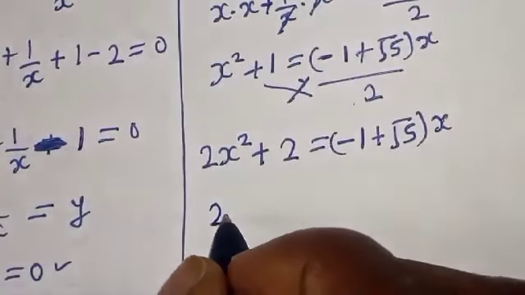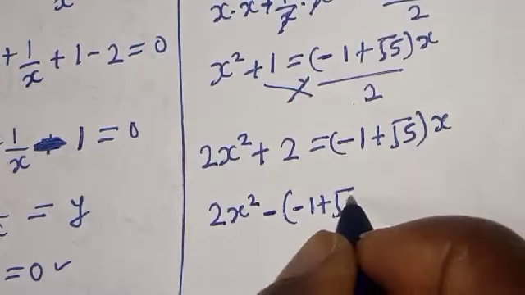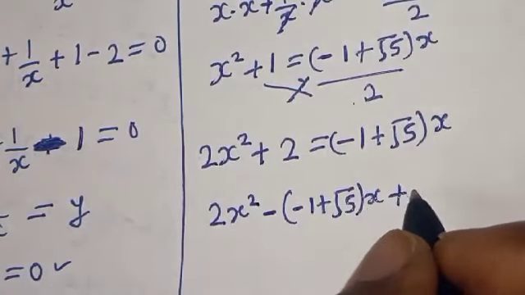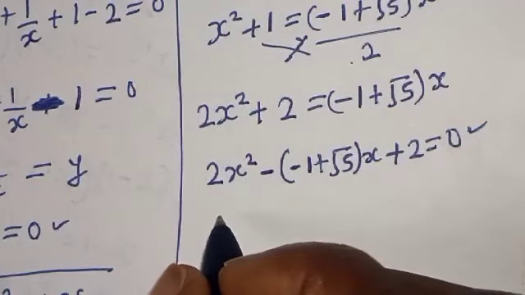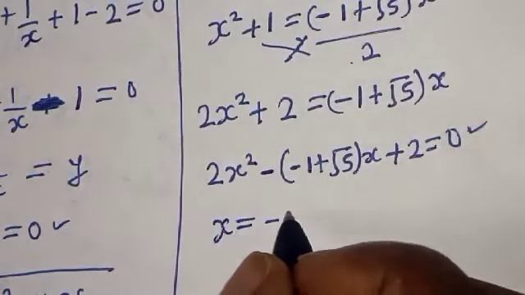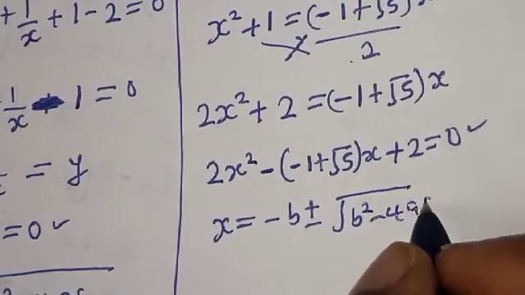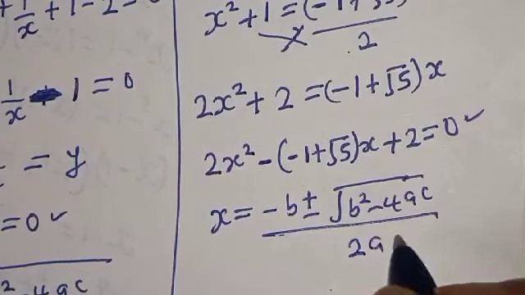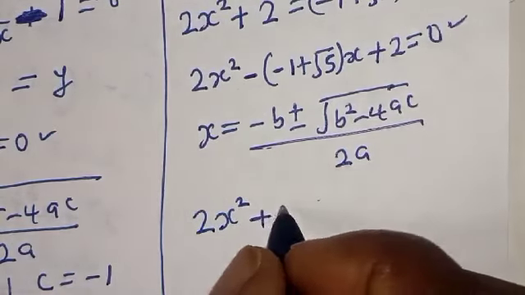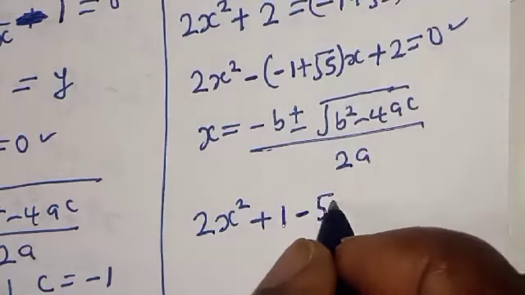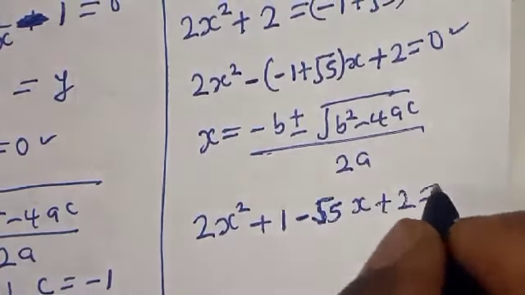Then let's rearrange. We have 2x squared minus into minus 1 plus square root of 5 x plus 2 is equal to 0. This is a quadratic equation also. Let's solve this using the quadratic general formula. Our general formula is x is equal to minus b plus or minus square root of b squared minus 4ac over 2a. But this equation is 2x squared plus 1 minus root 5 x plus 2 is equal to 0.